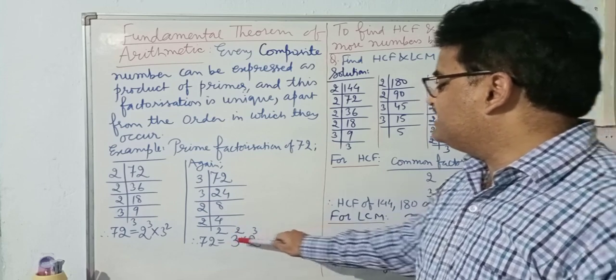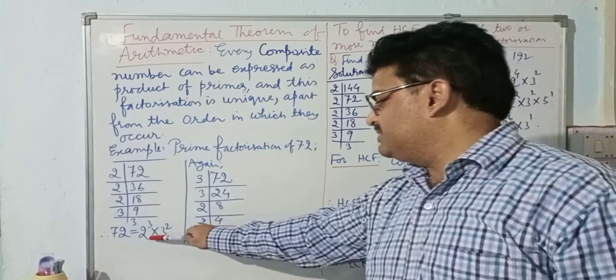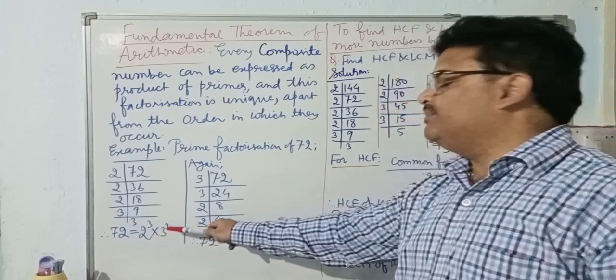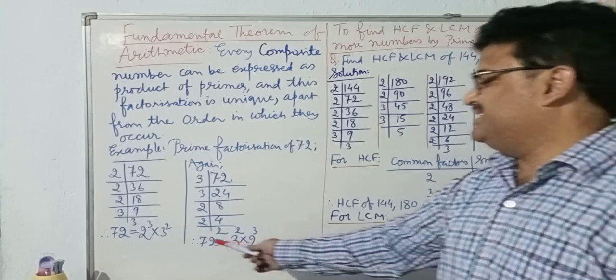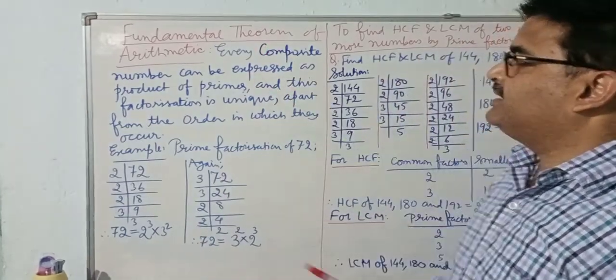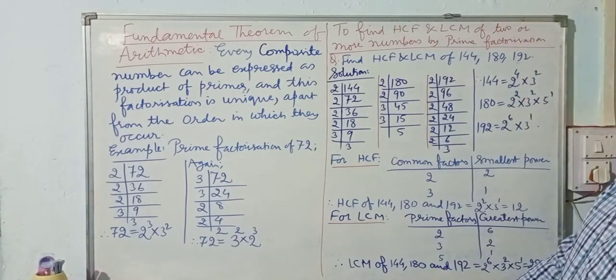We see that in these two cases the prime factors remain the same, that is 2 to the power 3 into 3 to the power 2. We cannot change the prime factors of 72. This is what the fundamental theorem of arithmetic states.